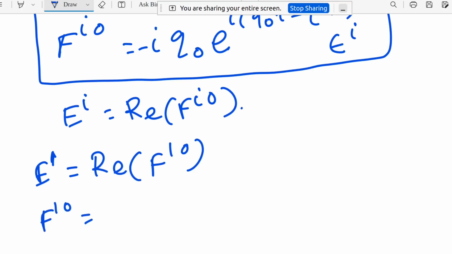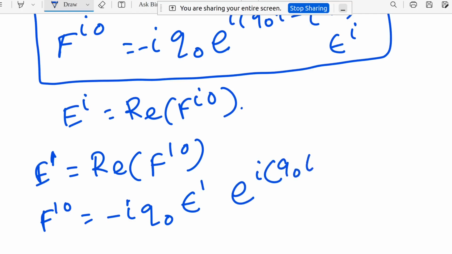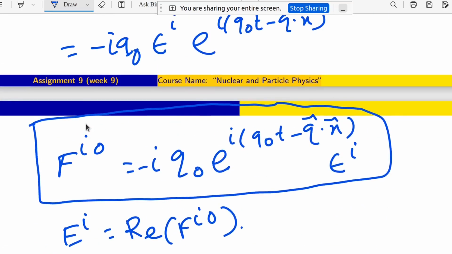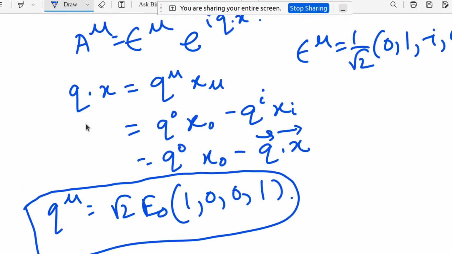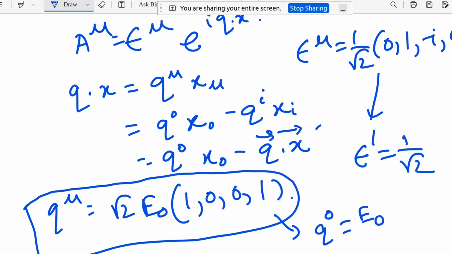So F10 will be what? Minus I q0 epsilon 1 e to the power I q0t q dot x. Now we need these expressions, whatever was given there, this one and this one. So from that, epsilon 1 is what? 1 by root 2. q0 is what? E0 into root 2. So epsilon 1 is 1 by root 2, q0 is E0 into root 2.